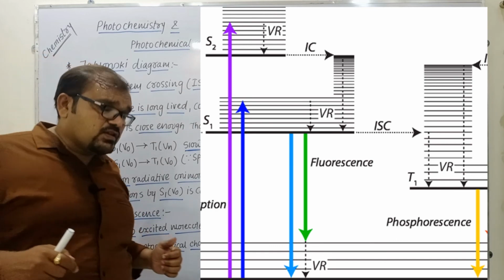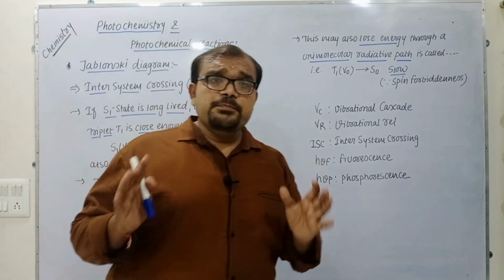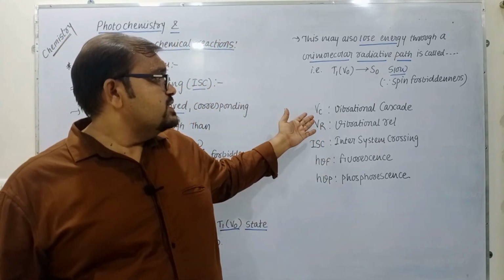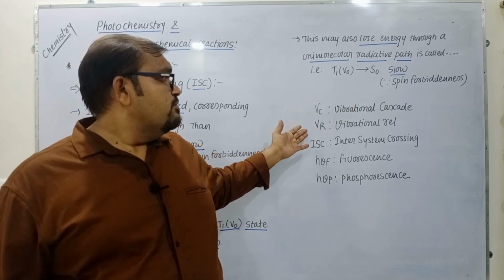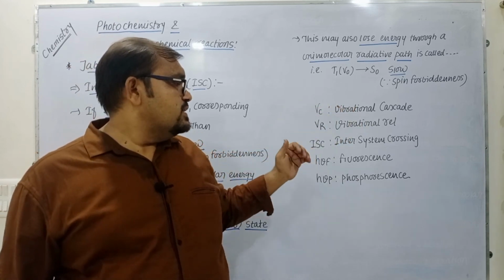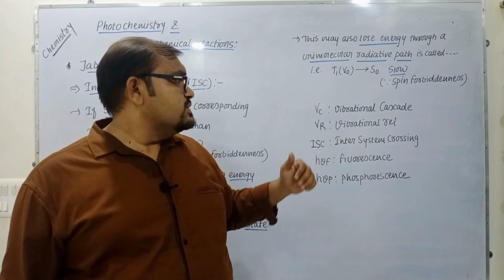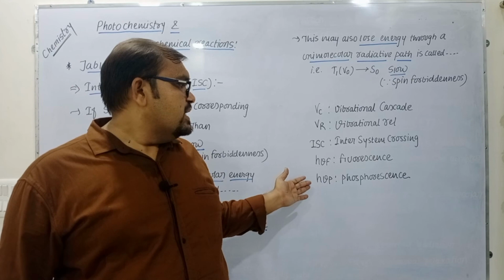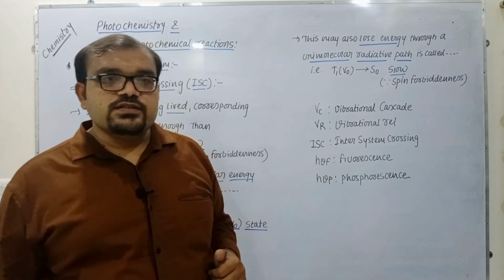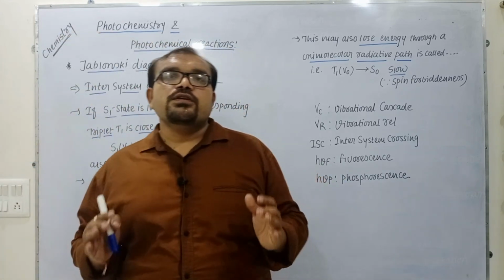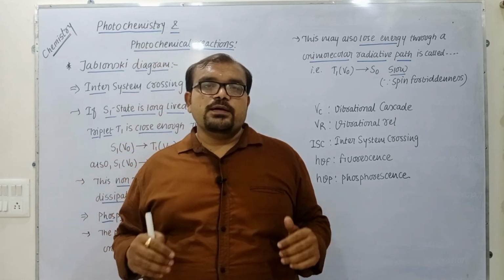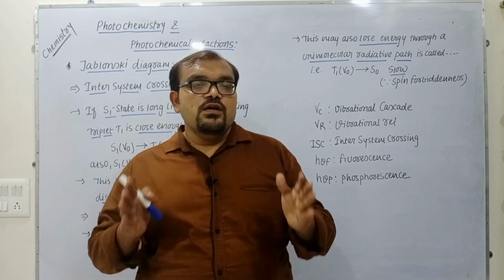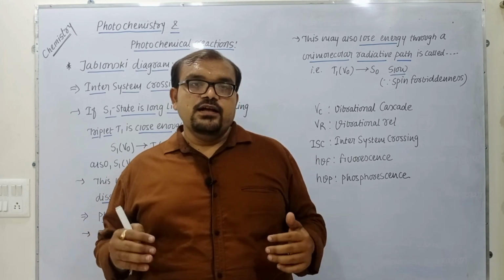So friends, these are the important terminologies. In short, we can see here VC, vibrational cascade, VR, vibrational relaxation, ISC, that is intersystem crossing, hν F, that is fluorescence, and hν P, that is phosphorescence. So these are the important terminologies for photochemistry. Now in the next video session we will discuss photochemical reactions, right?